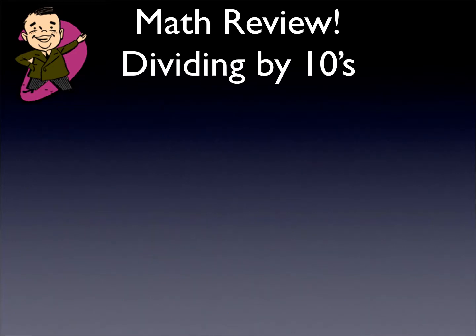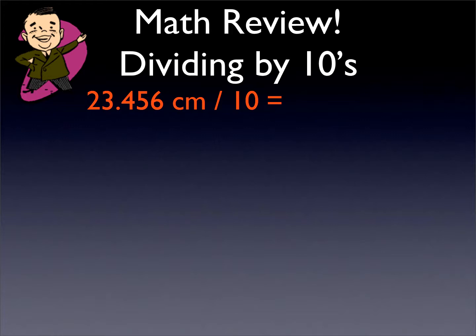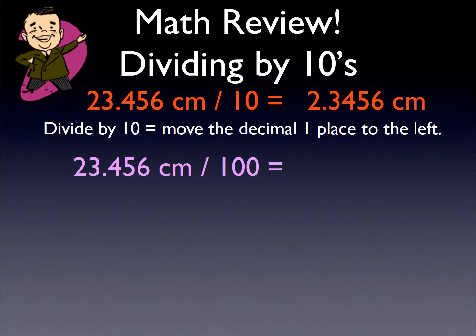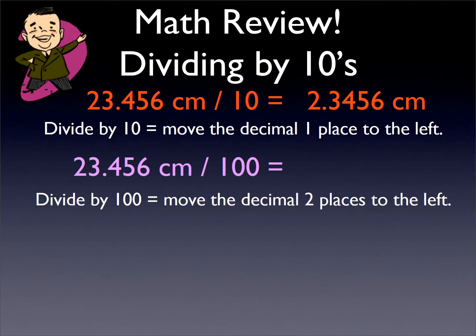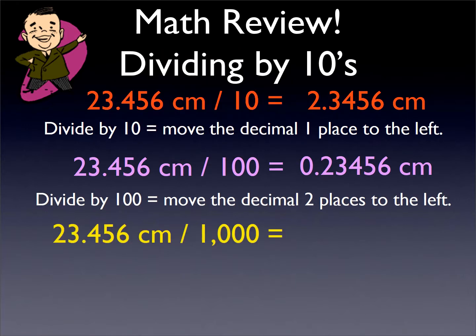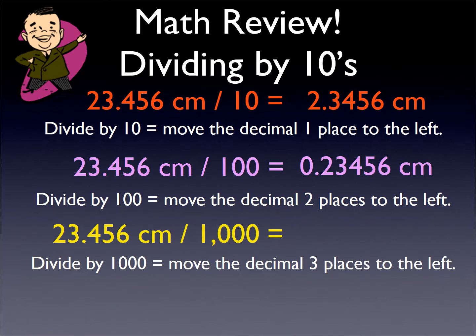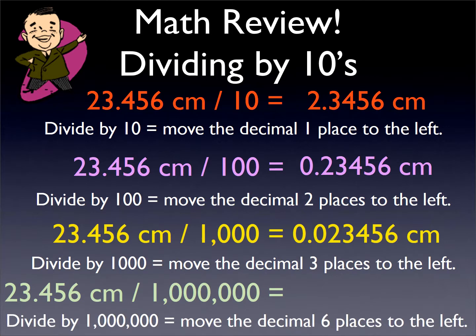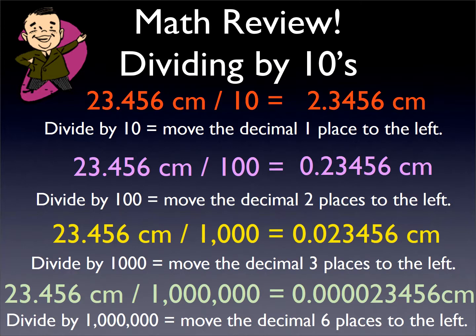Dividing by tens is just moving it over to the left. So 10, you move it over to the left 1 spot. 2 zeros, you move it over to the left 2 spots. And 3 zeros, move over 3 spots. And again, if it's 6 zeros, it would be 6 spots to the left. Now notice when you move over to the left and there are no more numbers, you have to add zeros as placeholders to move the decimal over.